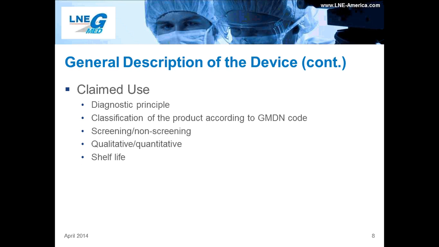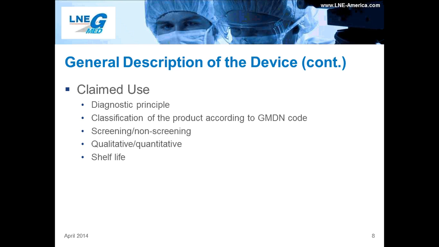As part of the general description, the claimed use of the device should be included, including details on the diagnostic principle and classification of the product according to the GMDN code. So a quick note on the GMDN code, it's currently not mandatory, but it is strongly encouraged, as the medical device regulators in 65 countries are using the GMDN code to support patient safety, and they're actually beginning to require the use of GMDN codes in their medical device listings and approval processes. So this could be a blocking point for sale of your device and distribution of your device. So just keep that in mind.